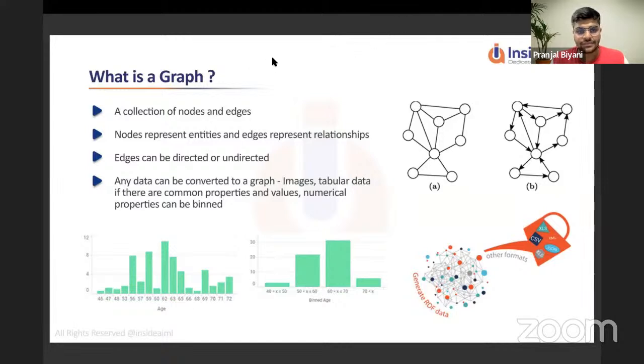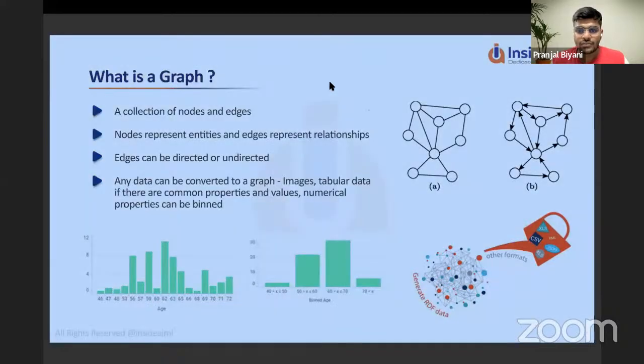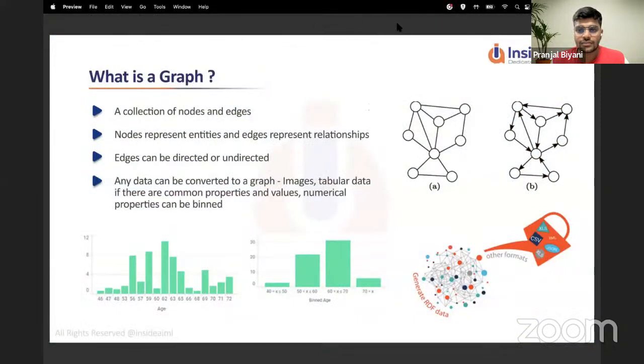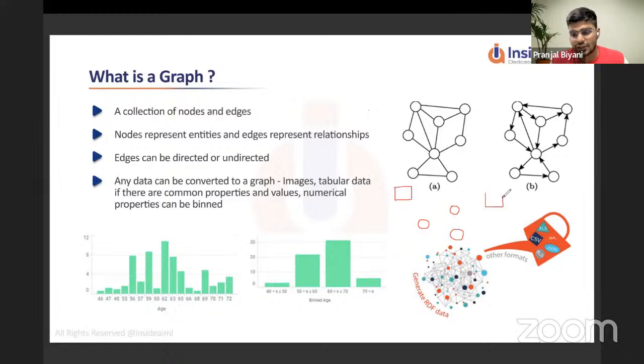Let me quickly take a pen and explain. Okay. Suppose this is one node. And this is another node. These are entities. Now, this is another node. I am representing it with a different shape. This is another node. Okay. This is another node. Let's consider this to be person A, person B, and person C. Okay, just assume person one, person two, person three.